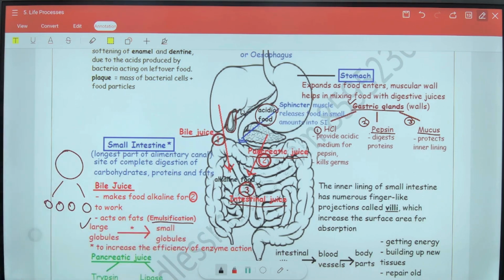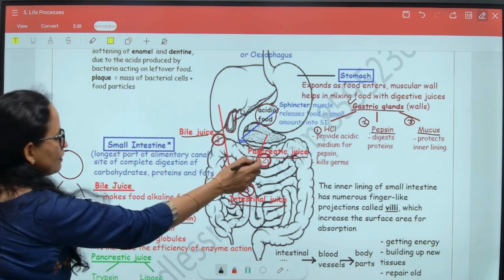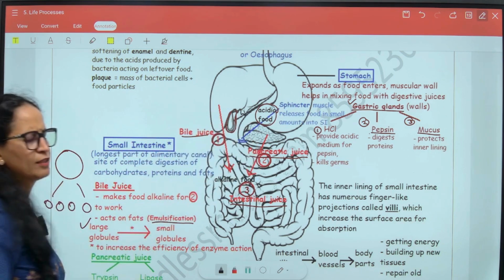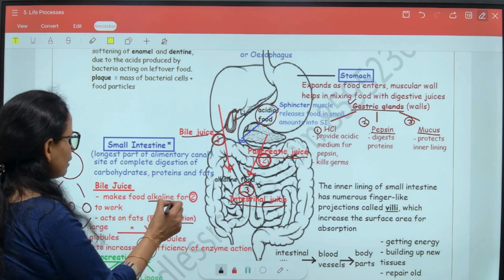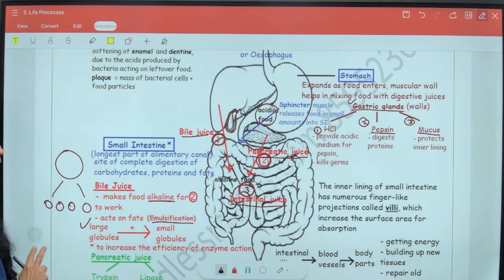The second function of bile juice is to make the food alkaline, because the food was acidic in the stomach because of HCl. Now it has to be made alkaline so that the pancreatic juices can work properly. So pepsin needs acidic medium, whereas the enzymes in the pancreatic juice need alkaline medium. So now the food has to be made alkaline for the pancreatic juices to work properly.